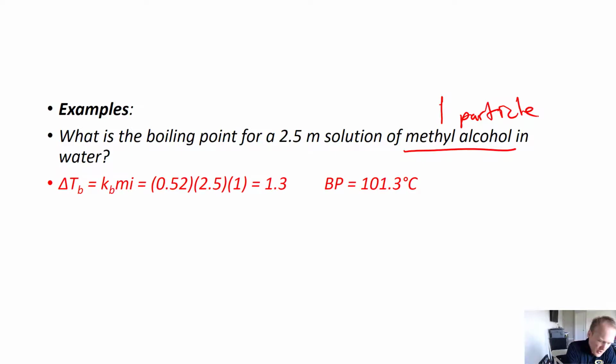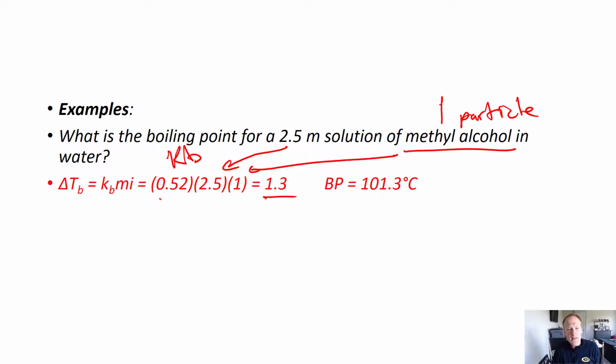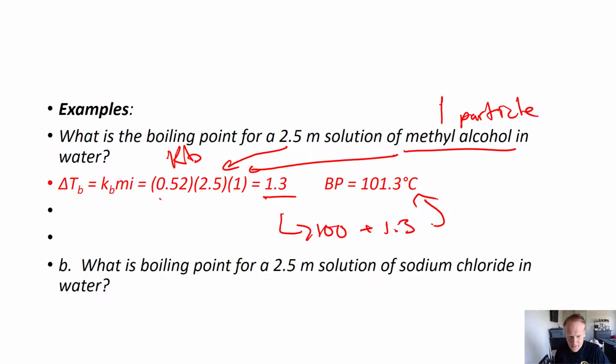So then when we do this equation, we take Kb for water, which is 0.52. We take the molality, which is lowercase m, and we take the number of particles, which in this case was 1. We do the math out and we get 1.3. What this means is the boiling point will elevate, it's called boiling point elevation, 1.3 degrees. So now we just need to tack that onto the 100 degrees that we know the boiling point of water typically is, and that gives us 101.3. That's the new boiling point based on this solution. All right, let's look at another one.